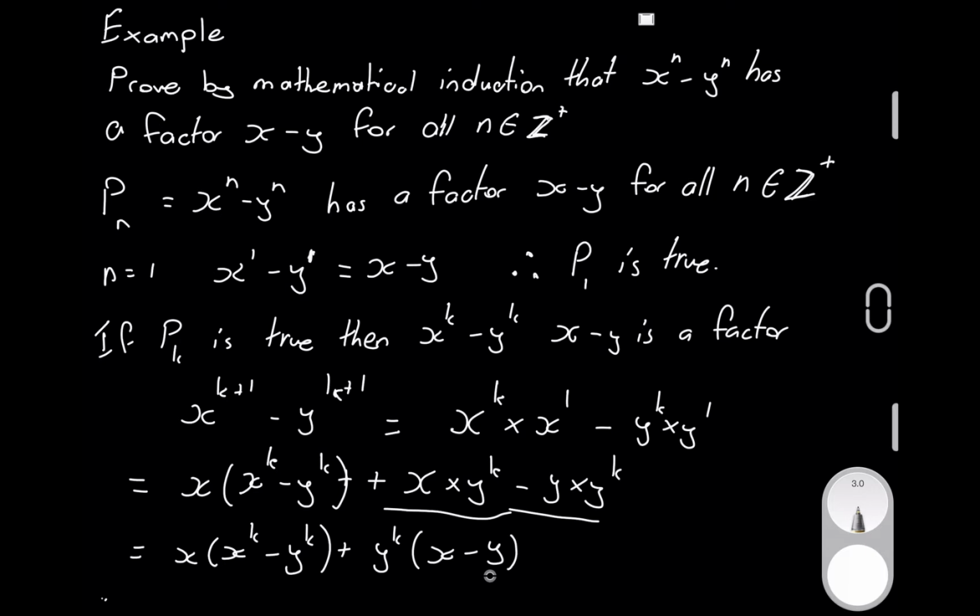Now we can see that our second term here has the factor of x minus y in it. And we also know that for x to the power of k, we proved that before, if k was equal to 1, or if n was equal to 1, then it's true. So what we can actually say then is that x to the power of k plus 1 take y to the power of k plus 1 has a factor of x minus y whenever x to the power of k minus y to the power of k has a factor of x minus y.